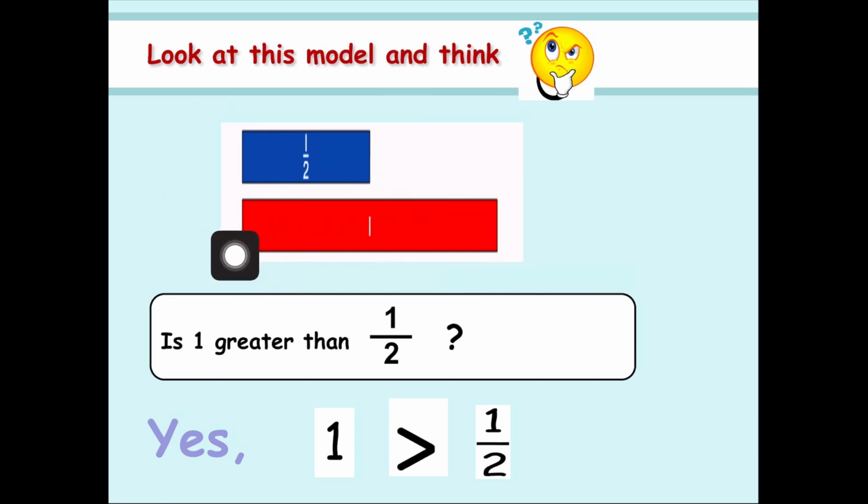Now over here I have a full bar, and over here I have half of the bar, or half of my rectangle. So here's one full rectangle, and here is half. Is 1 greater than 1/2? Well, let's look. Is my 1 greater than or bigger than my 1/2? Looks like yes. 1 is greater than 1/2. Remember, the alligator mouth eats the bigger number. Okay? So it looks like my 1, or my full 1 whole rectangle, is bigger than the half.